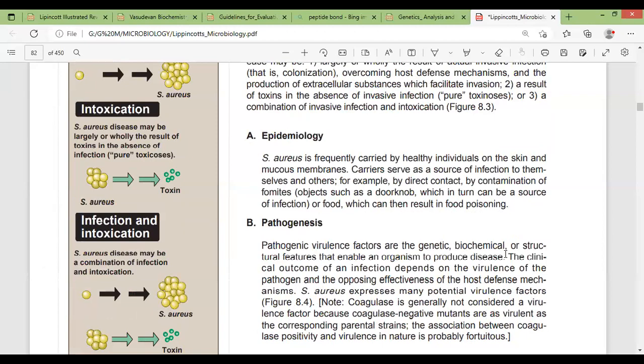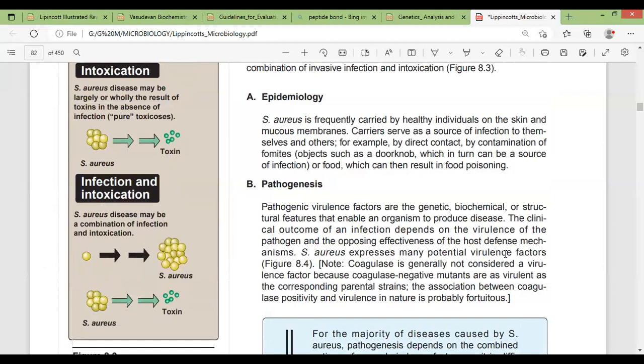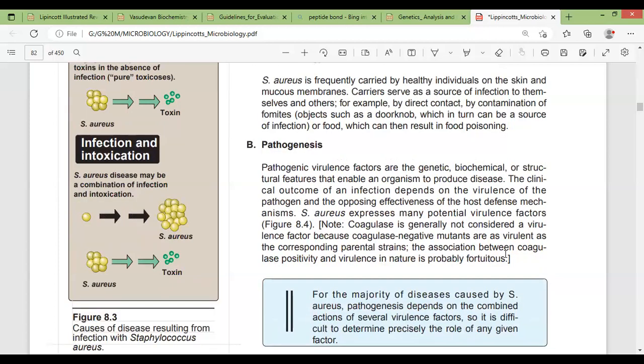Then pathogenesis of Staph aureus. When we're looking at pathogenesis, mostly we are looking at the virulence factors. What causes the disease? What causes this organism to make you sick? Right? That is essentially what we mean when we say a virulence factor. A virulence factor is what will make you get sick.